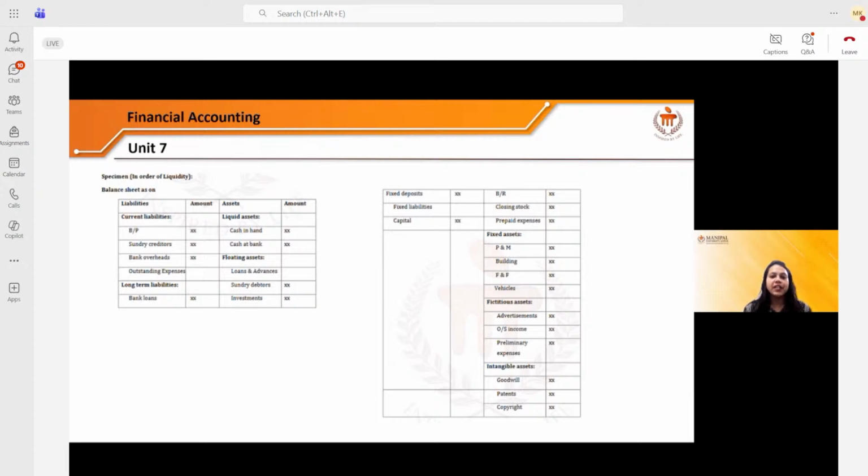Because today's session is based on numerical. These things I have already discussed in the class: what content has to be included in the trading account, profit and loss account, and the balance sheet. I hope everyone has taken the screenshot. Please reply in the Q&A if you have taken the screenshot. Let me see the Q&A or the chat box.